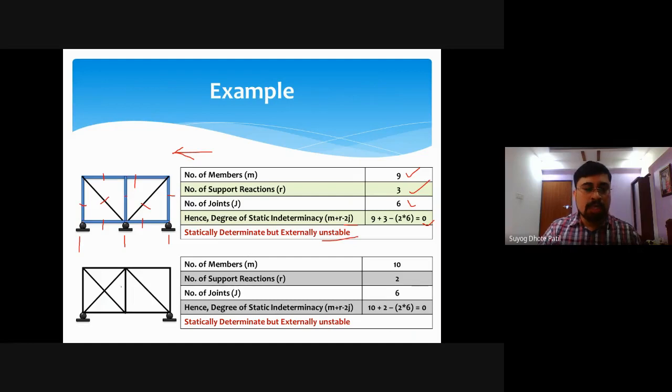Similarly, try this one again. If I count the number of members, it is 10. The number of support reactions is 2, since there are 2 roller supports. The number of joints is 6 again. After applying the equation, we have 0. It is statically determinate, but externally unstable. Again, 2 roller supports are there, and if I apply a force, it is free to move in the horizontal direction.